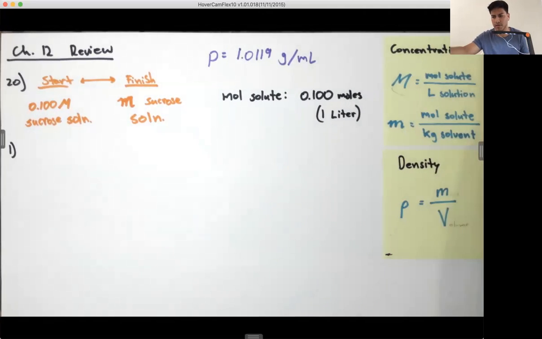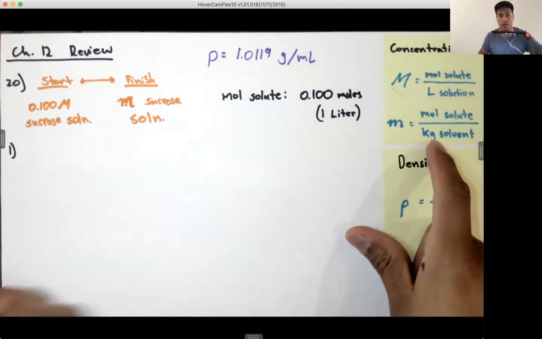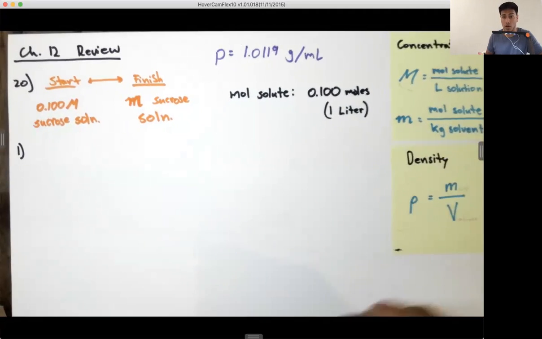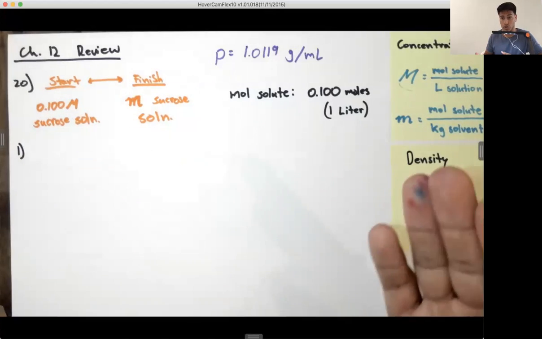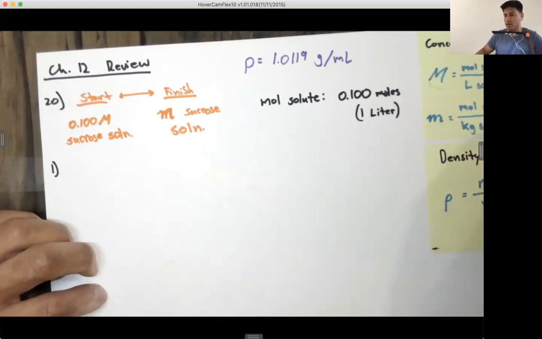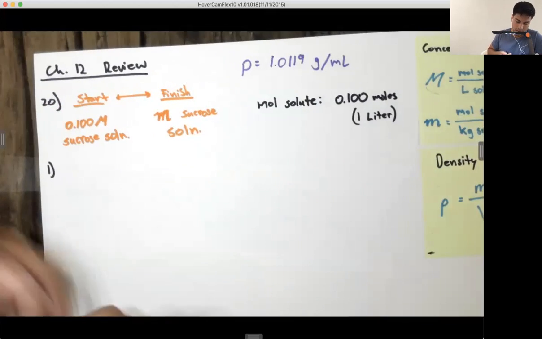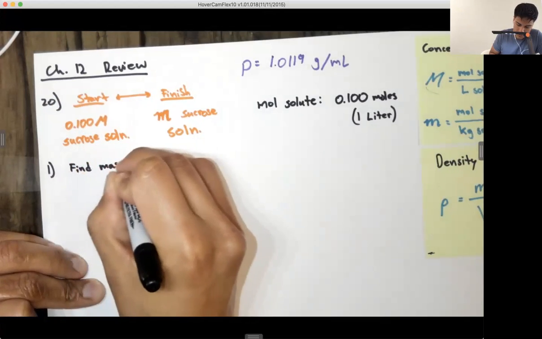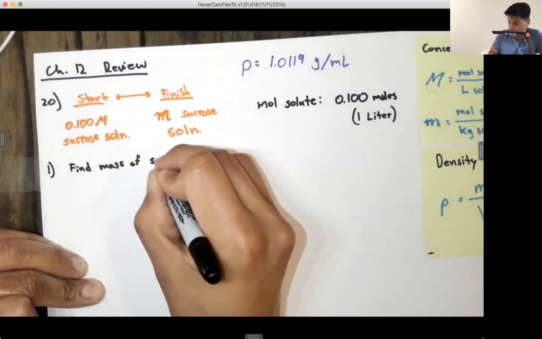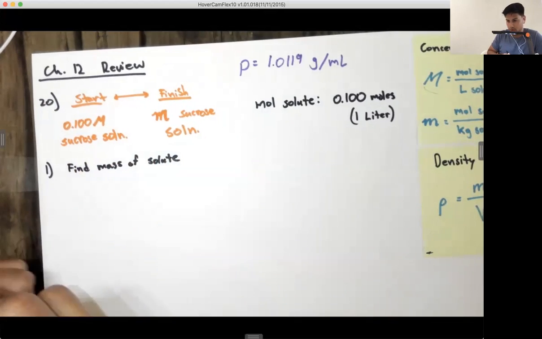I hope that makes a little bit of sense. So that's what we're going to have to do. We're going to find the mass of the solute and then subtract it from the mass of the solution. So first step, let's figure out the mass, and I'll write it down. Find mass of solute. And that's easy.